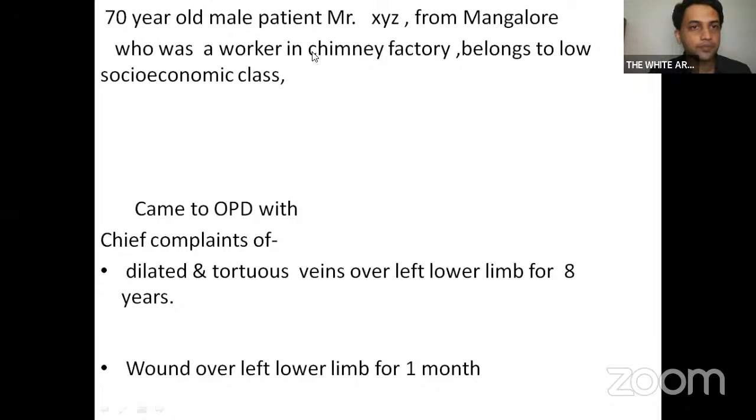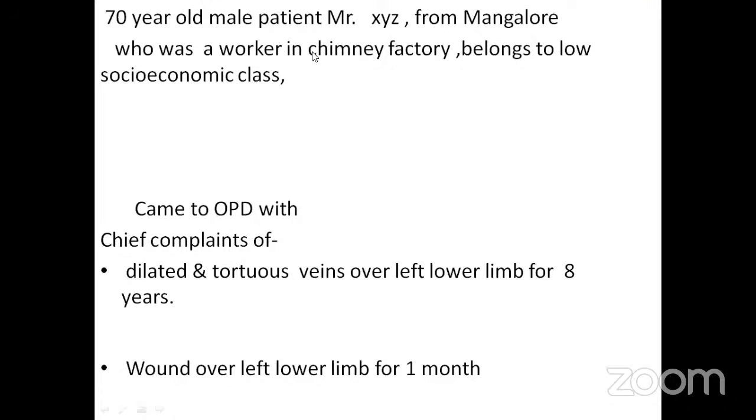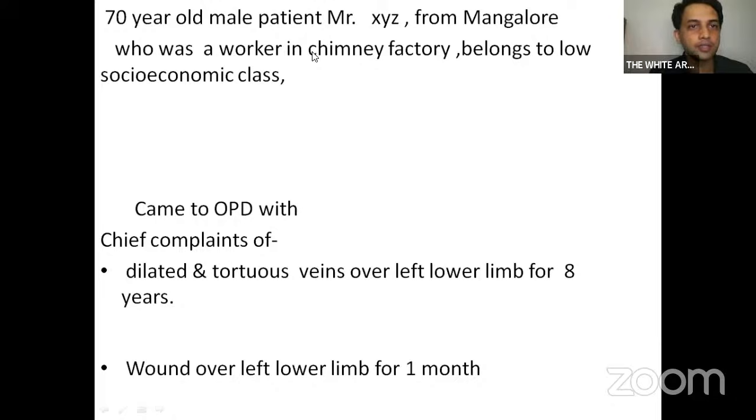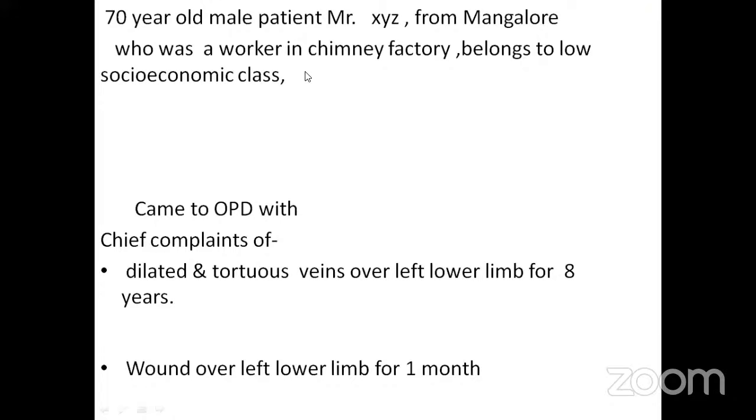Yes, sir. So this is a case of varicose veins. With relation to this case, can you tell me the significance of age, gender, and occupation? Yes, sir. It is more common in elderly age. And gender, it is more common in female than male. And occupation, the occupation which demands long time standing.